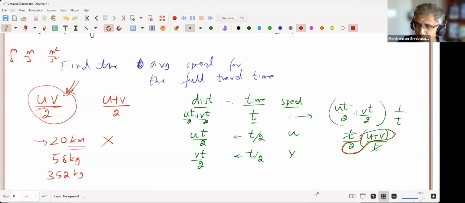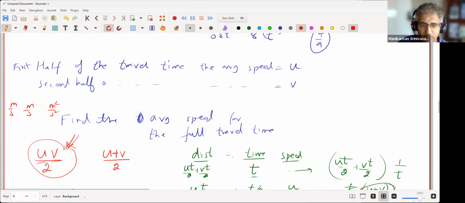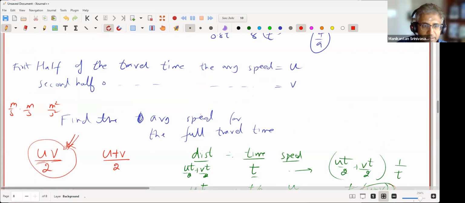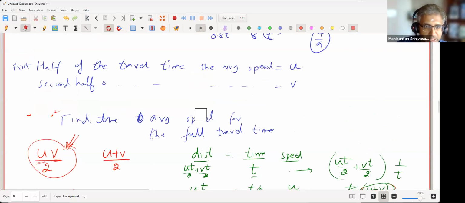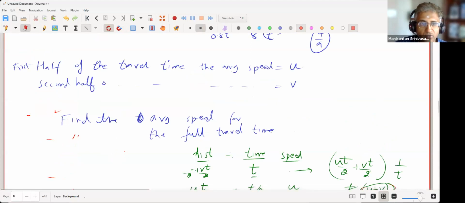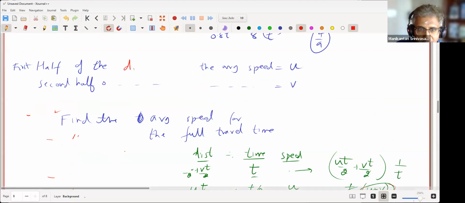Now comes the actual question I intended to ask. The only one small change I'll make is, for the first half of the travel distance, the average speed is u. For the second half of the distance, the average speed is v.